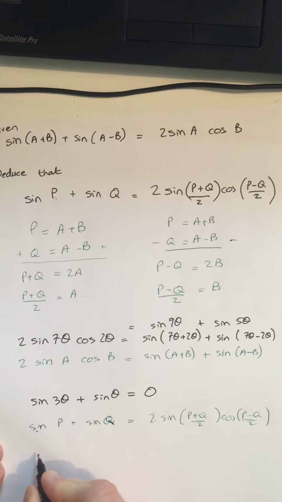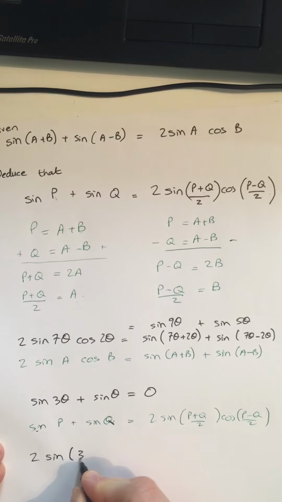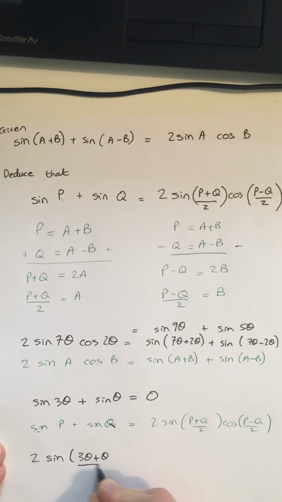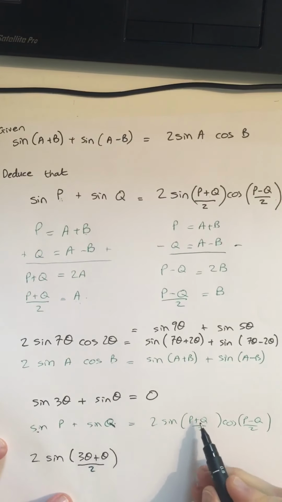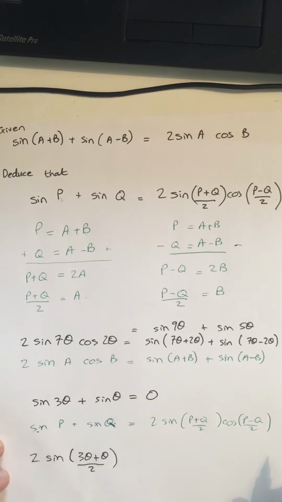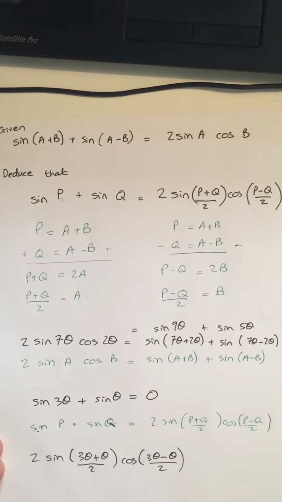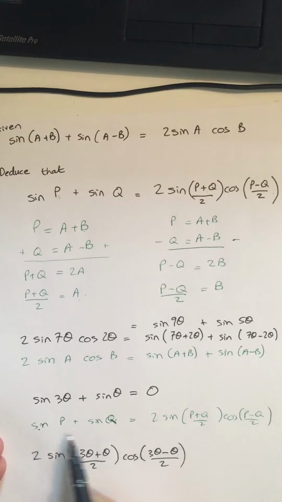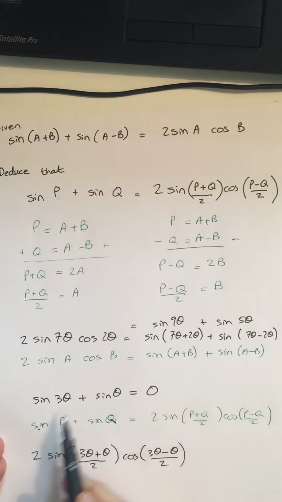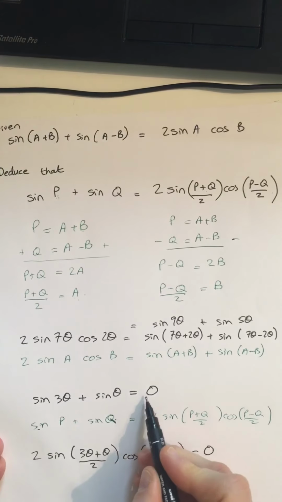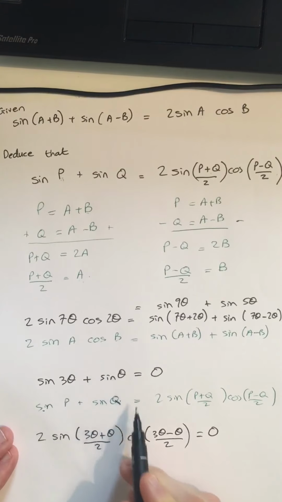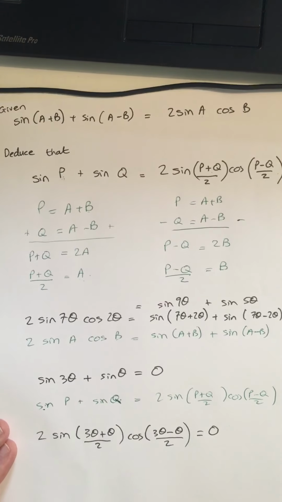So I can replace the P and the Q with 3 theta and theta. That leaves me with 2 sine (3 theta plus theta)/2 times cos (3 theta minus theta)/2. This is me using the result from part A to rewrite the left-hand side in this form, and that's got to equal 0 from here.